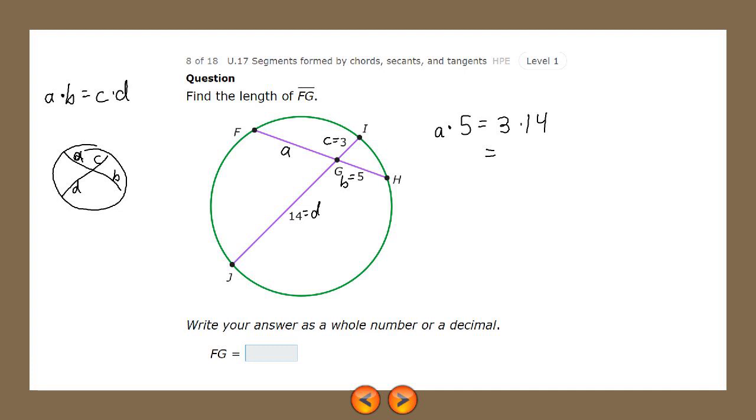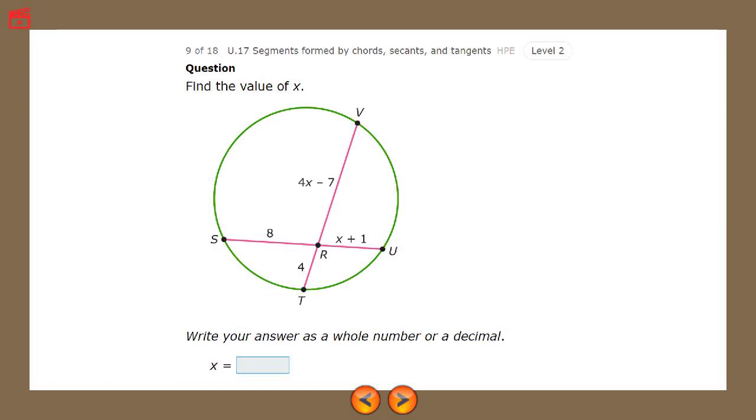We just do what we can. 3 times 14 is 42. We get 5A equals 42. We divide by 5, we get A equals 8.4. We're going to see one more problem like this that's maybe just one step higher in difficulty, but it's the exact same idea.